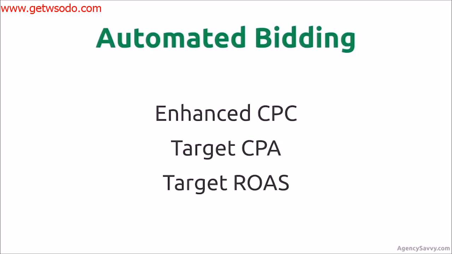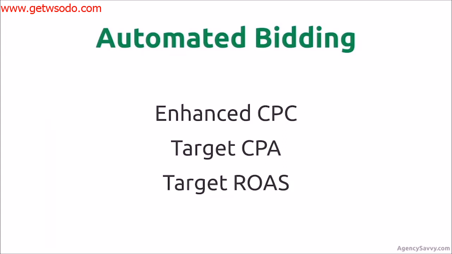And so the next level up is target CPA, and that's where we start to hand the reins over to Google and say, my target is $50. See if you can get me leads for $50, please, Google. And it will then choose when to show your ad or not, and how much to bid.